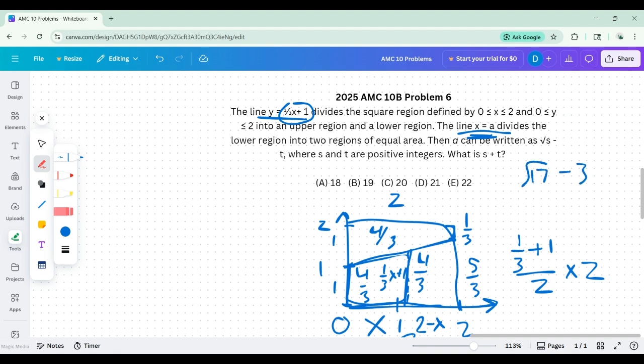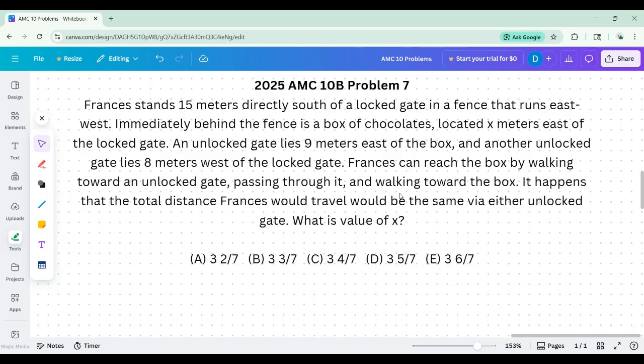S is equal to 17, t is equal to 3, so the sum of both of these numbers is 20. The answer is C. Now we're going to move on to problem 7.